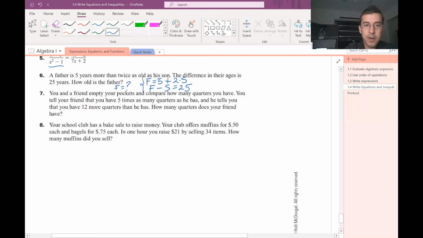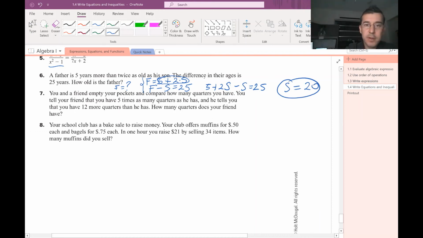So F is 5 plus 2s. We substitute 5 plus 2s into the second equation. So instead of F here, we substitute 5 plus 2 times s, and then minus s equals 25. 2s minus s is s. So s equals 25 minus 5, because when this plus 5 goes to the other side of the equation, it becomes minus 5. 25 minus 5 is 20. So the son is 20 years old.